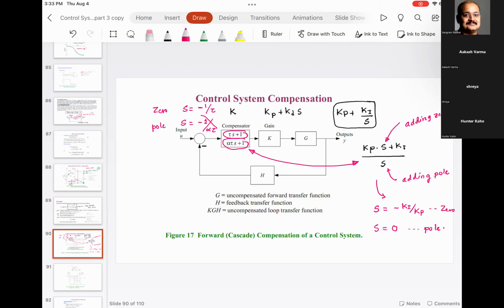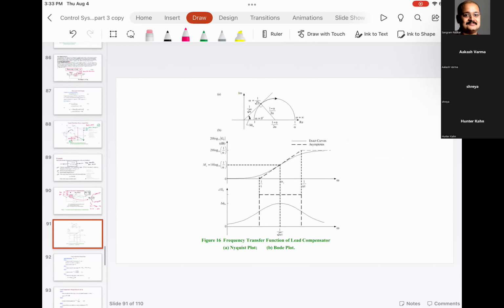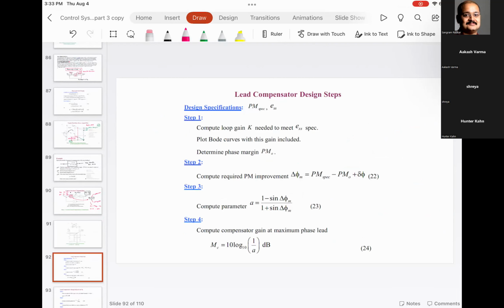That is the basic fundamental principle behind the compensator. There are two types of compensators. One is a lead compensator, and the other one is the lag compensator. So how do you decide whether the compensator is a lead compensator or a lag compensator? I will give you a very simple definition.